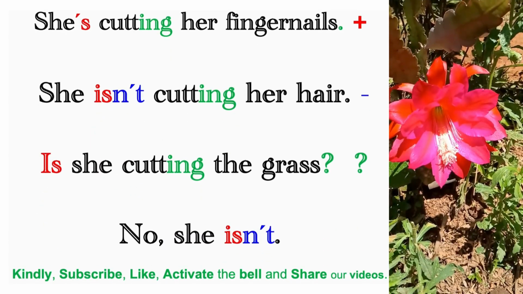She's cutting her fingernails. She isn't cutting her hair. Is she cutting the grass? No, she isn't. She's cutting her fingernails. She isn't cutting her hair. Is she cutting the grass? No, she isn't. Let's go to the next verb.